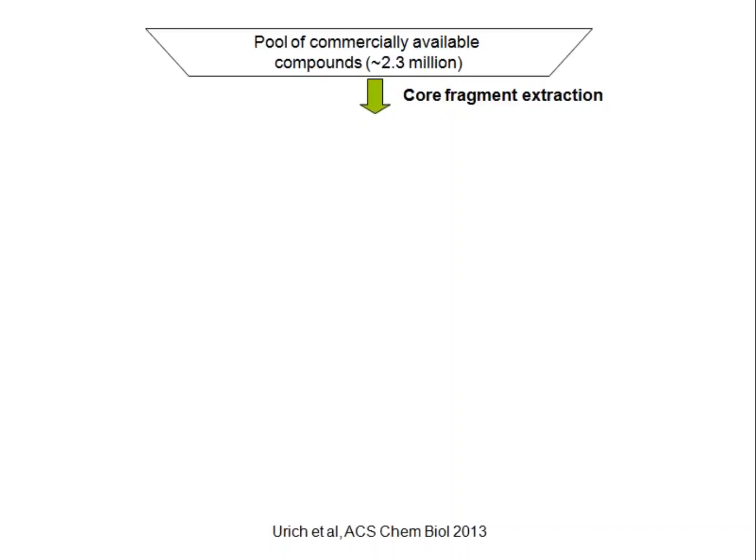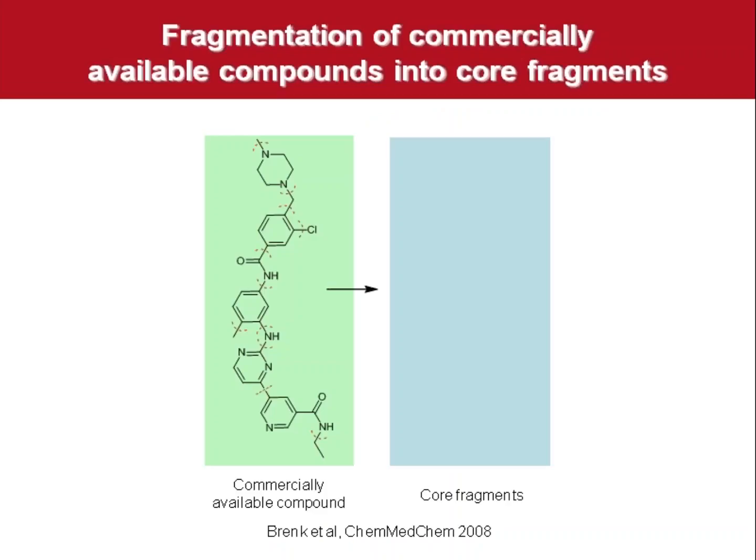So we started with a pool of commercially available compounds. At that time we had a database with about 2.3 million molecules in my group, and then we extracted what we call core fragments. So how do we do this? This is a very hypothetical compound, which we then take apart to extract the core fragment, and we define the core fragment as a ring system plus the directly attached polar functional groups.